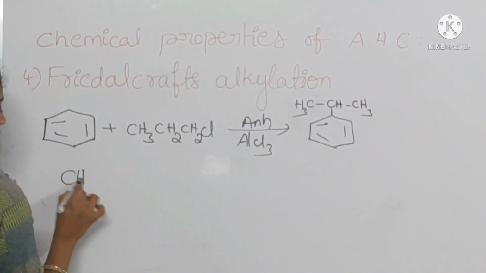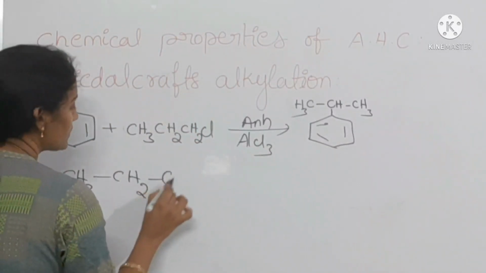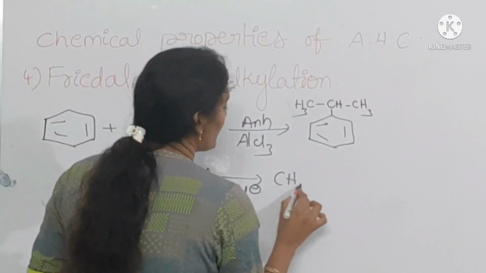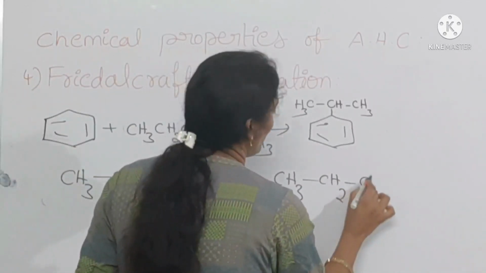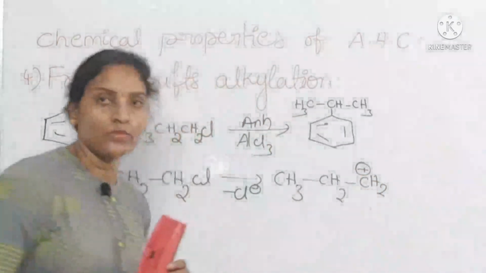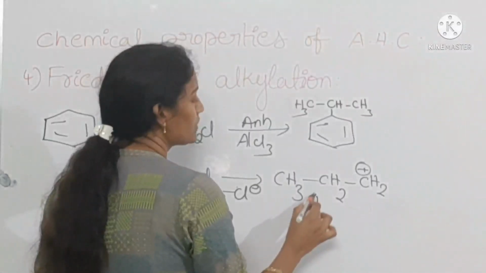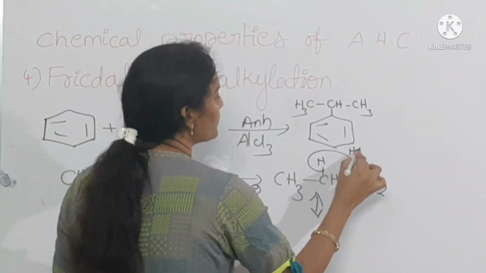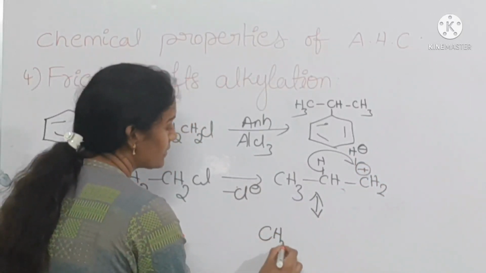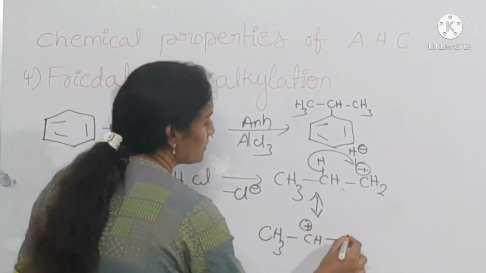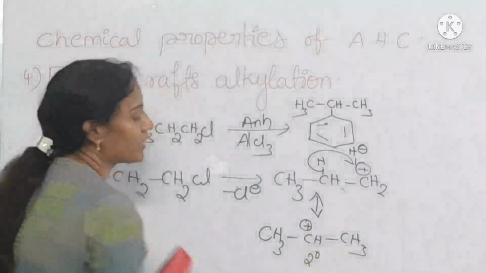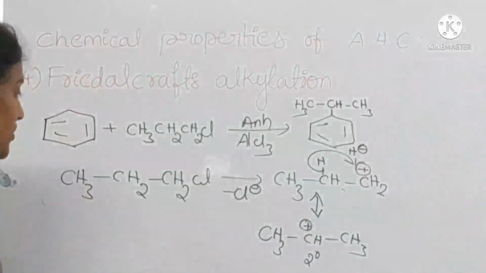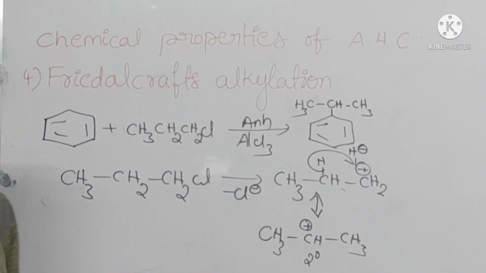CH3CH2CH2Cl. If Cl minus comes out, a primary carbocation will be formed. Compared to the primary carbocation, the secondary carbocation is more stable. So one hydrogen from the second carbon shifts to the first carbon as a hydride ion, giving CH3CH plus CH3. This is the secondary carbocation, which is more stable than the primary one. Then it attacks the benzene ring. This is about Friedel-Crafts alkylation.